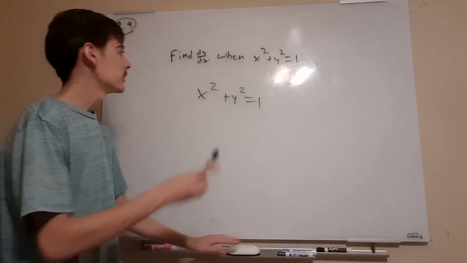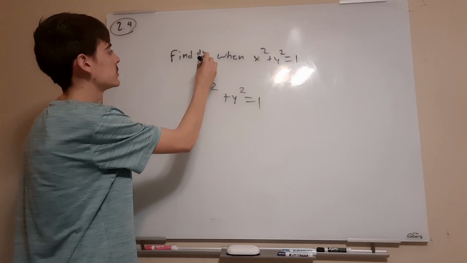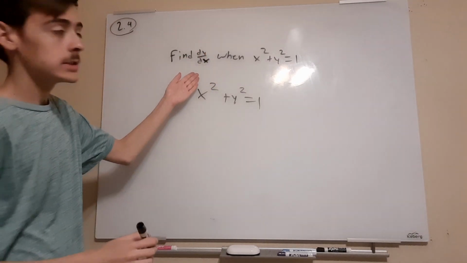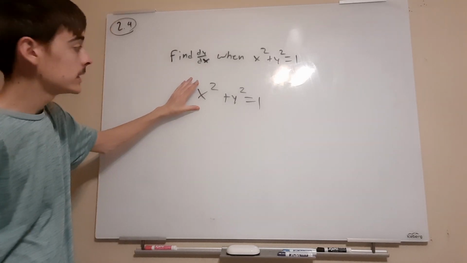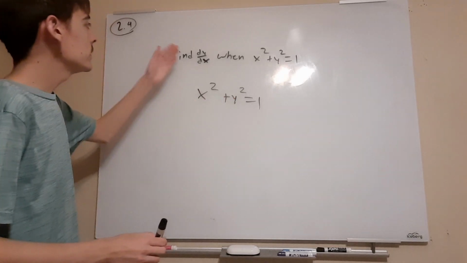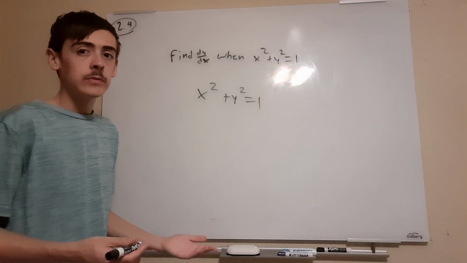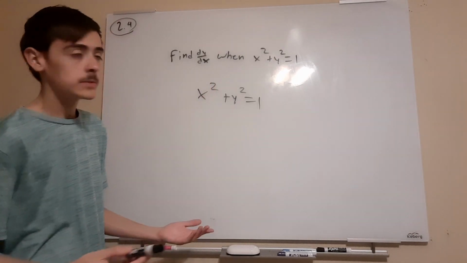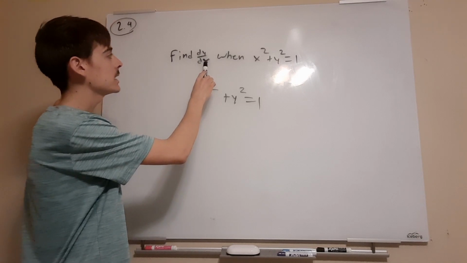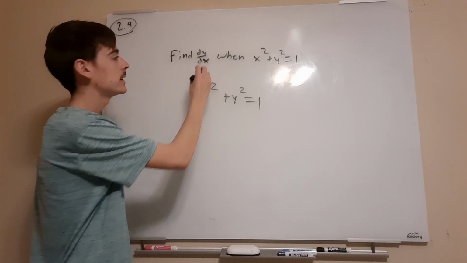Now, the thing to notice is we're finding dy dx. So let me first go over what this means, and then we can use this definition to actually differentiate this equation. So when we have dy dx, that means to find the derivative with respect to x. The reason it's with respect to x is because x is the second letter in the denominator.